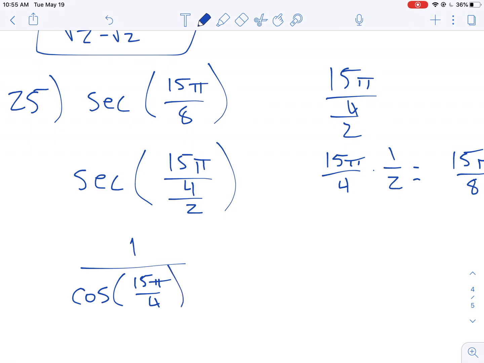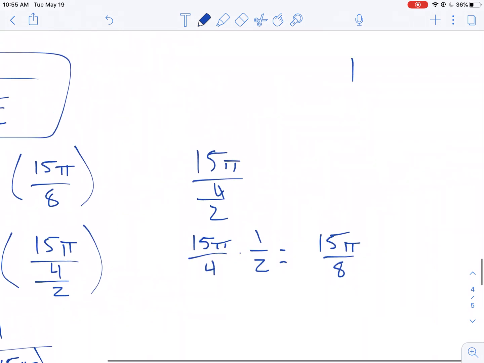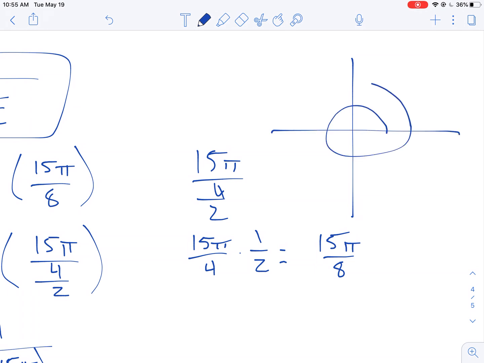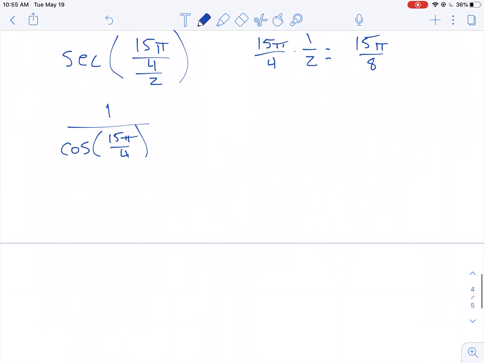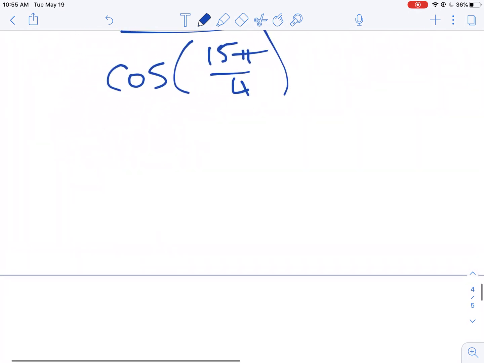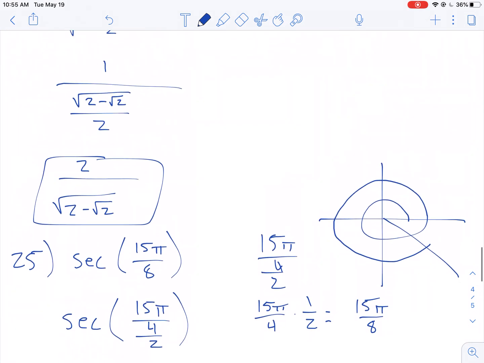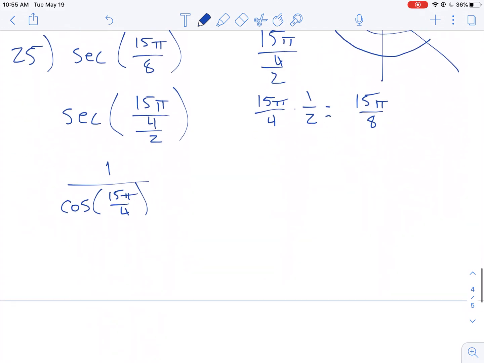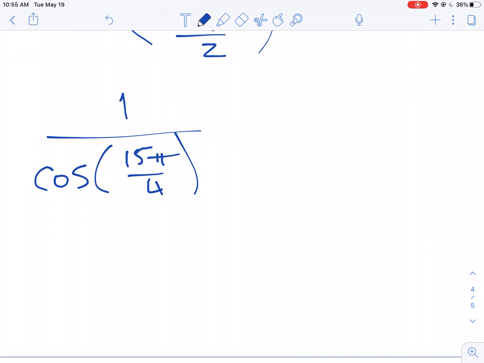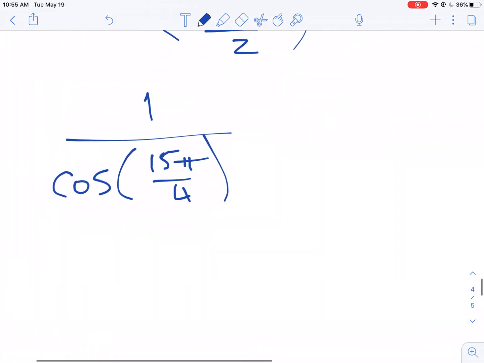15 pi over 4 actually ends up, when you draw this angle out, you can stop and think about it. This is 8 pi over 4. This is 12 pi over 4. 15 pi over 4 is actually going to end up in the same position as 7 pi over 4. So this is going to end up being in quadrant 4 here for that 15 pi over 4.